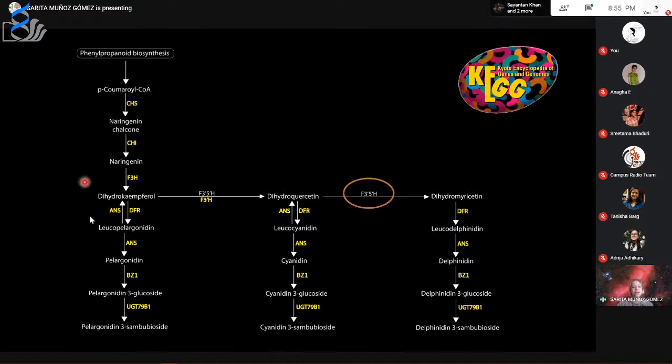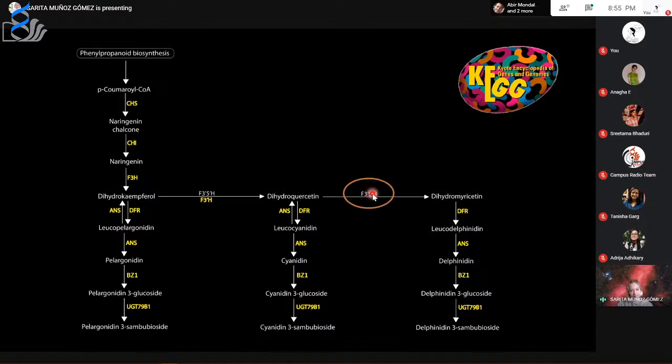So what you're seeing here is both the flavonoid biosynthetic pathway and the start of the anthocyanin pathway. And all the enzymes that you can see colored in yellow are actually those that were found in the 11 transcriptomes that we evaluated for the Aristolochiaceae. The one that is not colored in yellow and is actually circled in orange is the one that we were not able to find for any of the species.